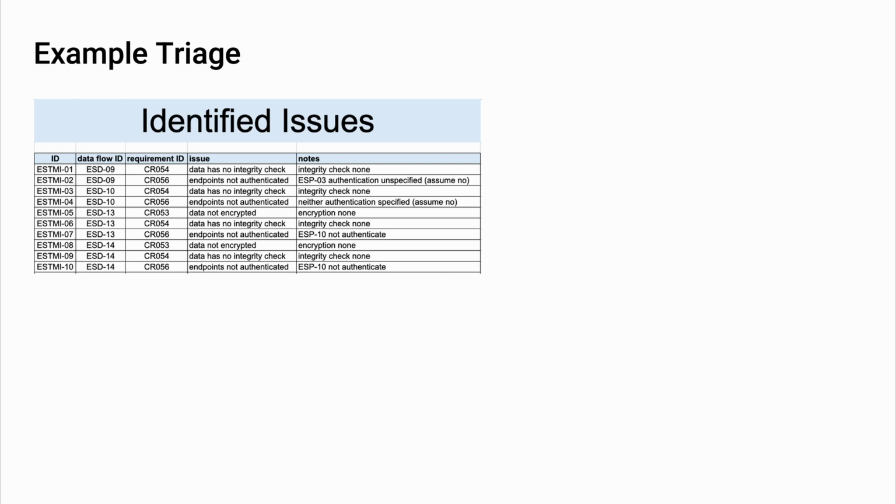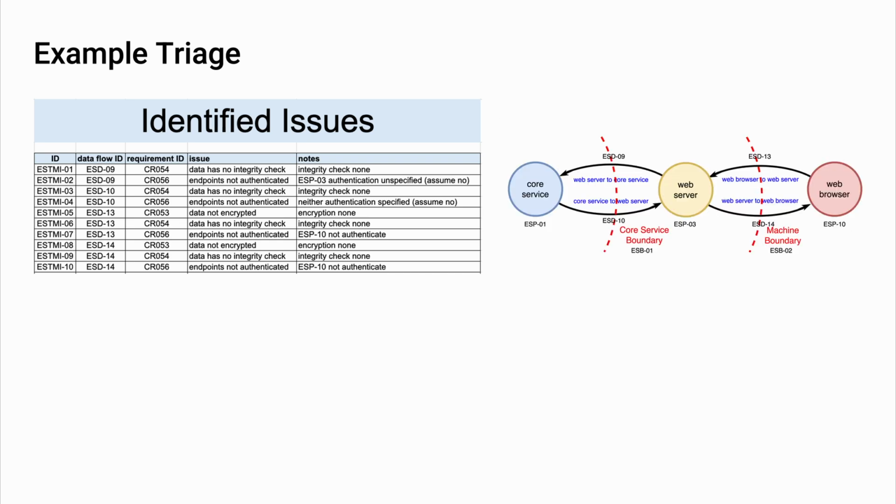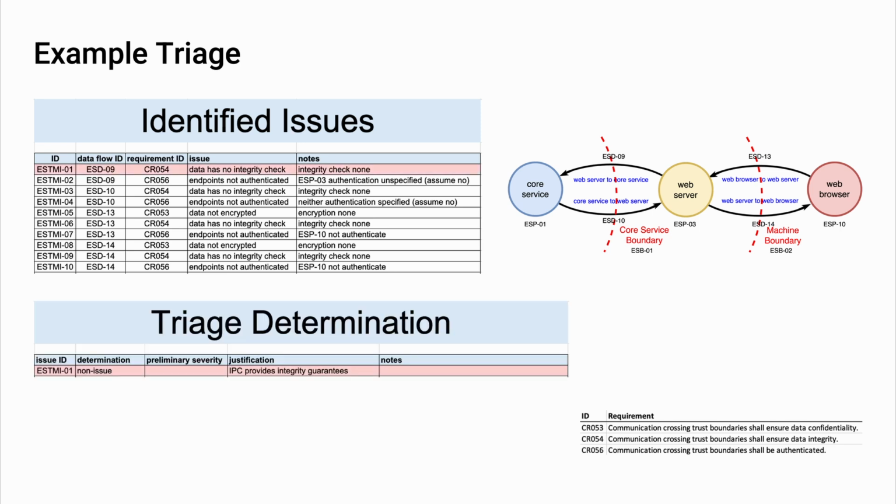Now let's go through the exercise of doing triage. And we'll start with the identified issues, the threat candidates. We'll bring in the corresponding DFD. For reference, we'll also bring in the text of the cybersecurity requirements that are at play here. And now let's look at the issues one at a time and talk about the triage determination that we'll make for each of them. For the first one, we're dealing with ESD9, the data flow that goes between the web server and the core service.